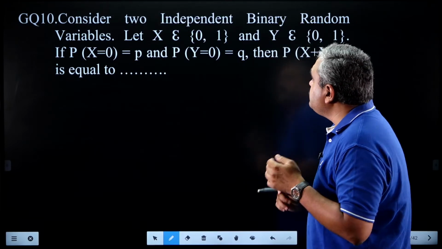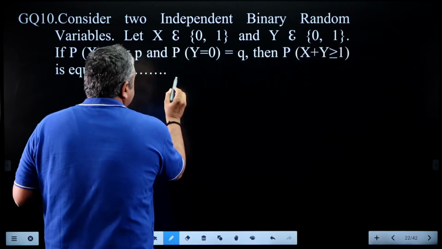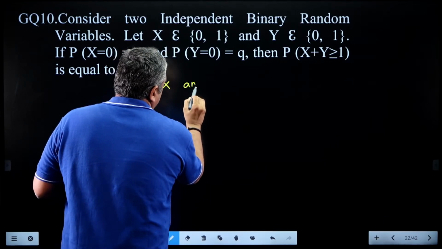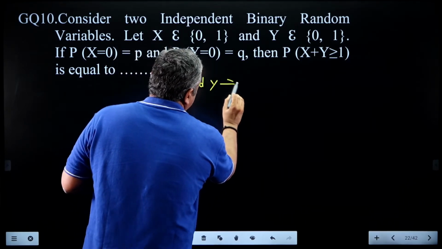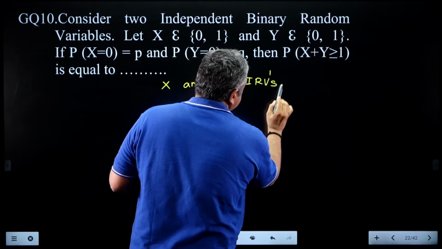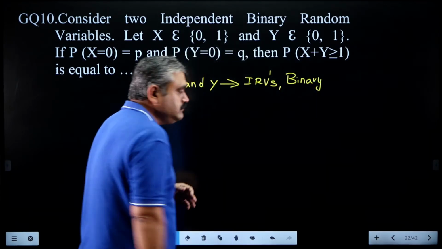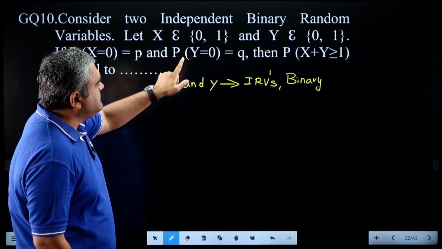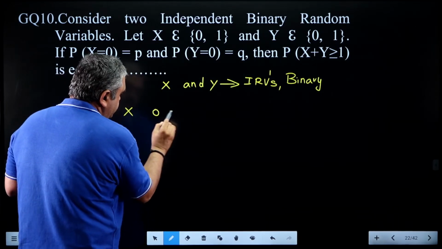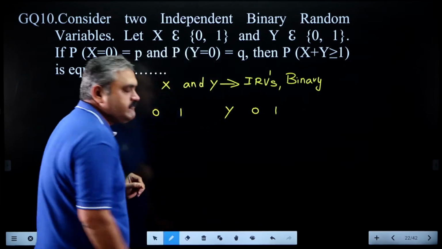See here. Consider two independent binary random variables. So what is the meaning here? He is talking about two random variables, x and y. What is the data given to you? He is saying that these random variables are independent and also these are binary. Binary means what? It will take only two values. That is the meaning in that statement. Now, x is taking 0, 1 and y is also taking 0, 1. So, x takes values 0 and 1, it is a discrete random variable. Y also takes values 0 and 1, it is also a discrete random variable.